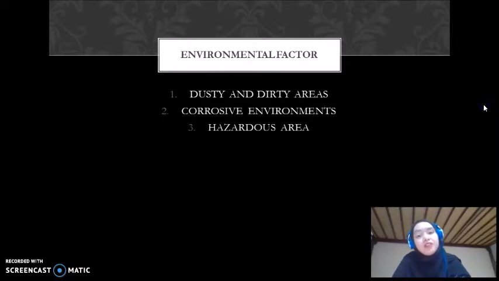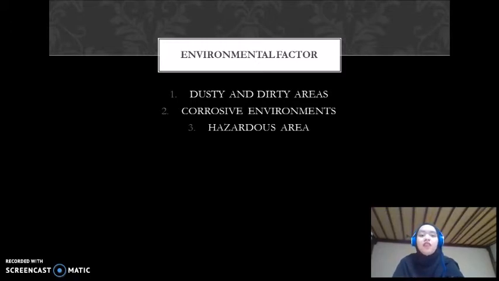is environmental factors. The first environmental factor is dusty and dirty areas. The dusty and dirty areas will affect the sensor. When it is dusty, there will be less accuracy in the result and in the detection of the water level.